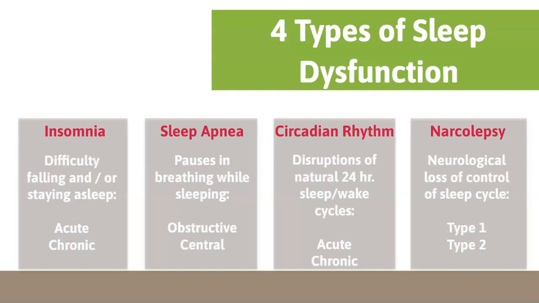Circadian rhythm disruptions are really just when the natural 24-hour sleep-wake cycle isn't working properly. You're not tired at night, but you are tired during the day. Just not really getting on a rhythm. When babies are first born, that's what they have to navigate, getting their circadian rhythm into a natural 24-hour sleep-wake cycle. And then narcolepsy is more of a diagnosable pathogenic type of neurological disorder where they really lose control of the whole sleep cycle. And there's 2 types of narcolepsy.